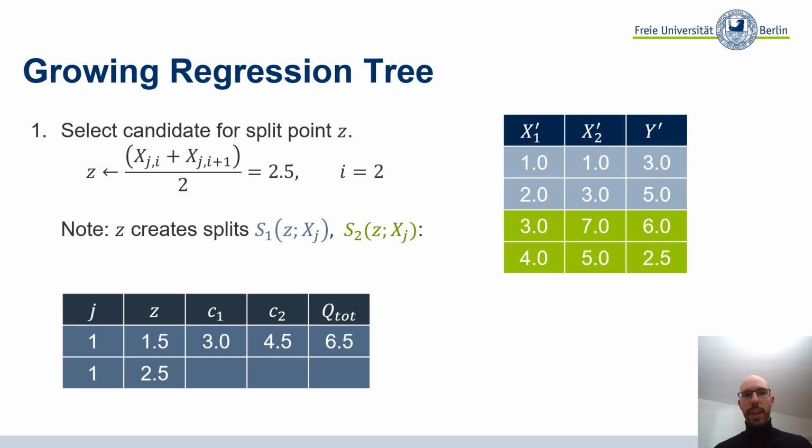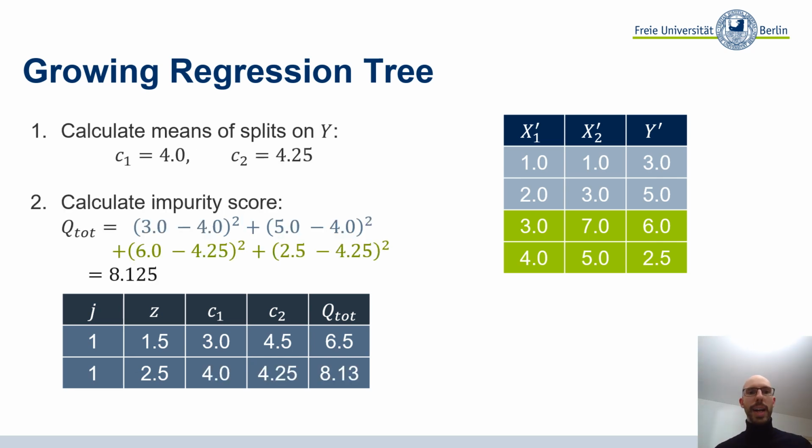So then we select our next split point C. In this case, between this and this point, so 2.5, and this split value creates new splits S1 and S2. So again, these points of training data are in region S1, these points of the training data are in region S2, and when we calculate the means of those splits, we get 4 and 4.25, and this gives us the following loss or impurity score.